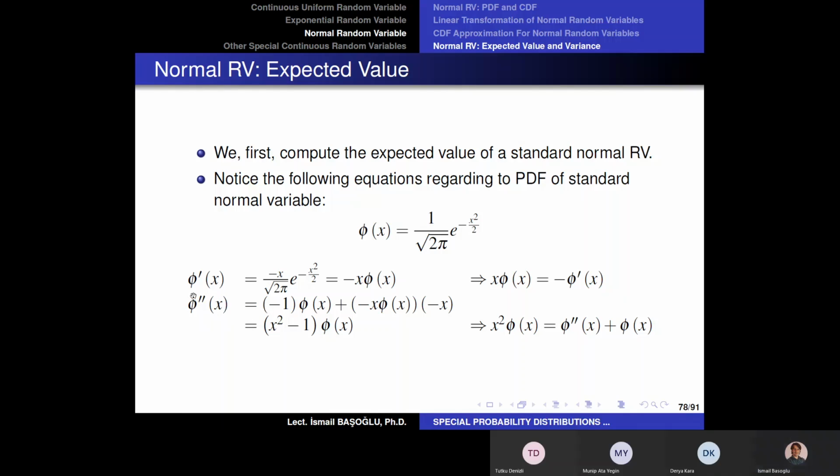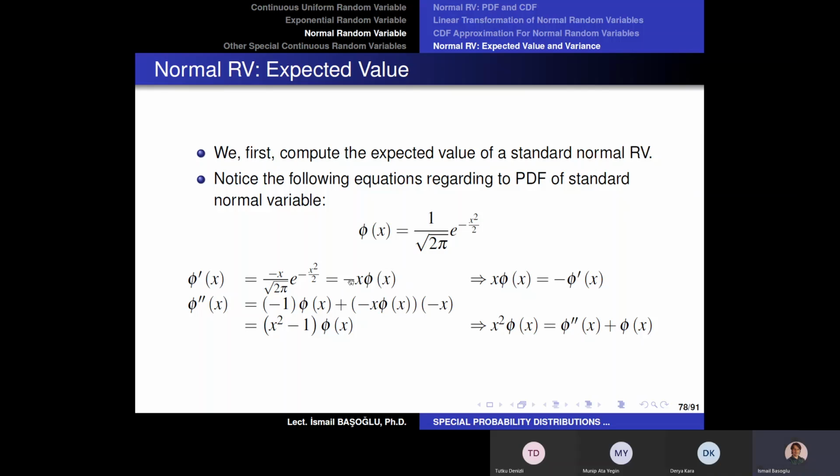Now, what is the second derivative of the first derivative? So the first derivative is minus x times phi x. If you take the first derivative of the first derivative, we are going to get the second derivative. So we have a multiplication here. The first function is minus x and the second function is phi x. So how do you calculate the first derivative of such a product?